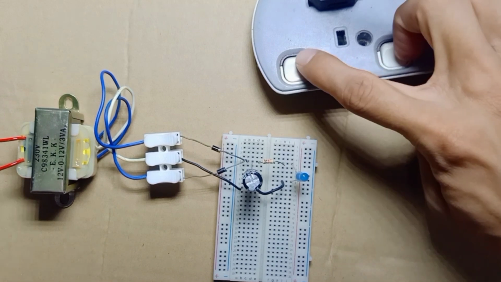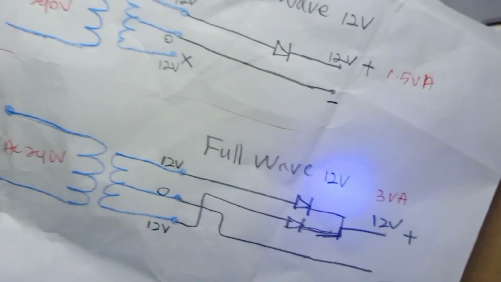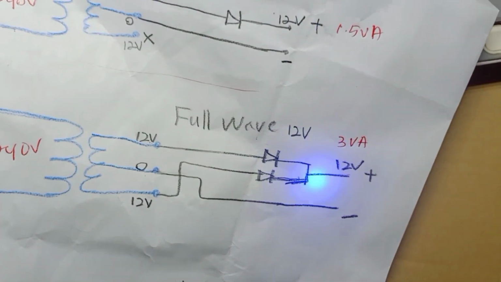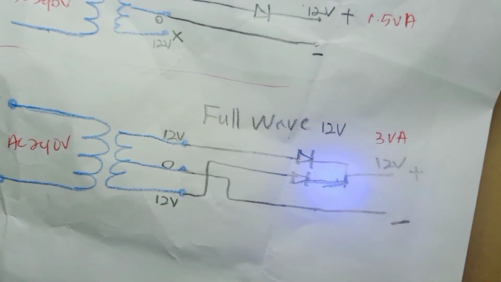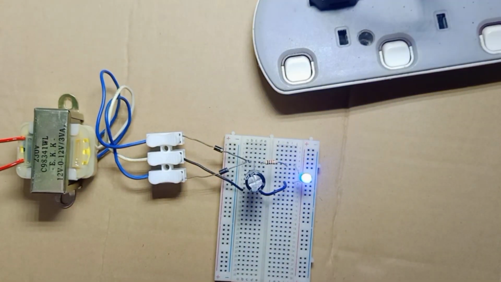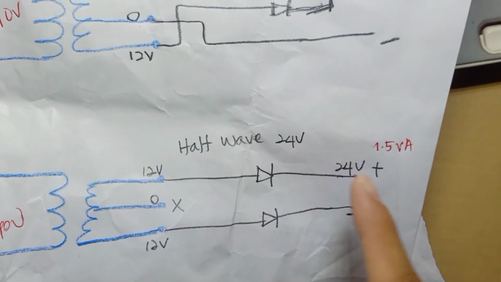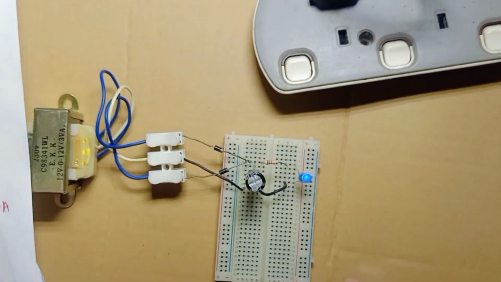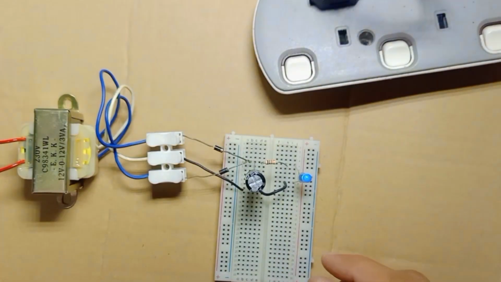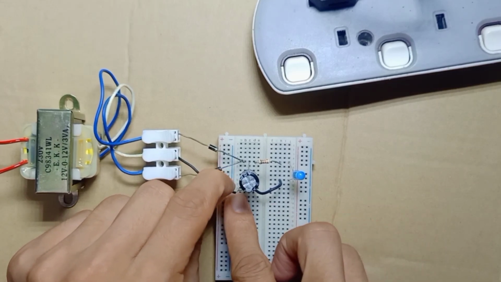Right, so if I turn on the switch, it's still the same. So this is the full wave 12 volt. This is for the 3 wire. And the third way, this is half wave 24 volt. Half wave 24 volt. This time I'm going to remove the ground wire here.